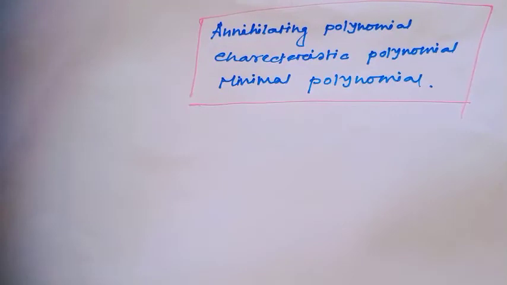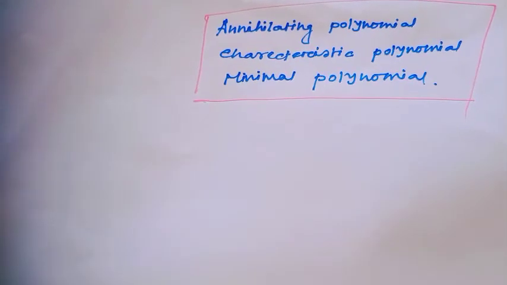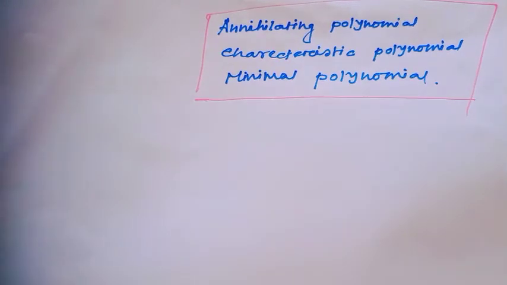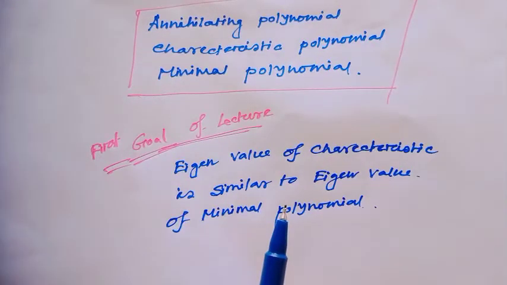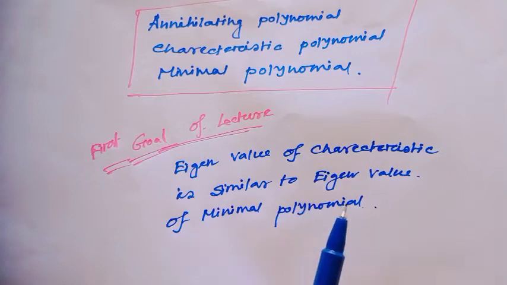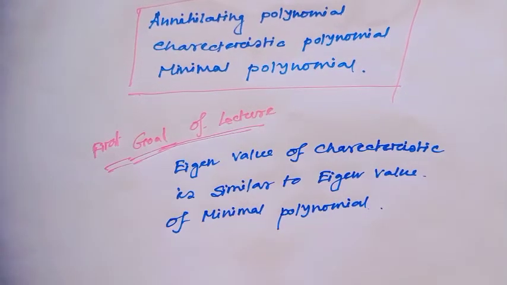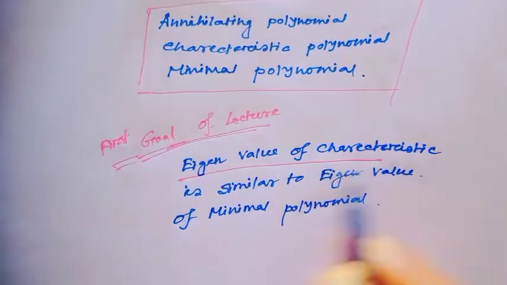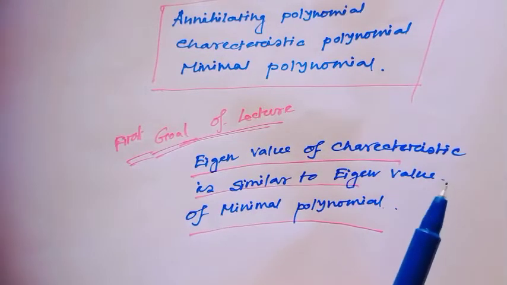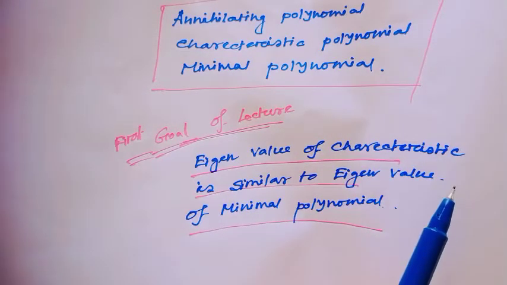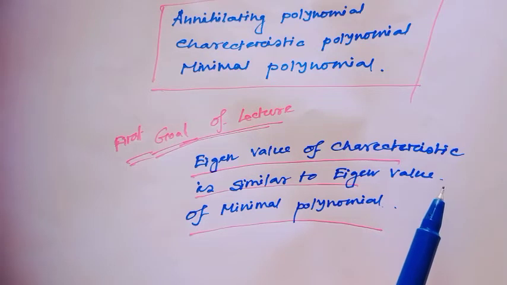In my earlier video, I had seen what is the annihilating polynomial, what is the characteristic polynomial, and what is the minimal polynomial. Today's first goal of the lecture is: is the eigenvalue of the characteristic polynomial always the same as the eigenvalue of the minimal polynomial? This is our first goal of this lecture. I will prove it. Next, I will see different types of examples which have come in competitive exams.